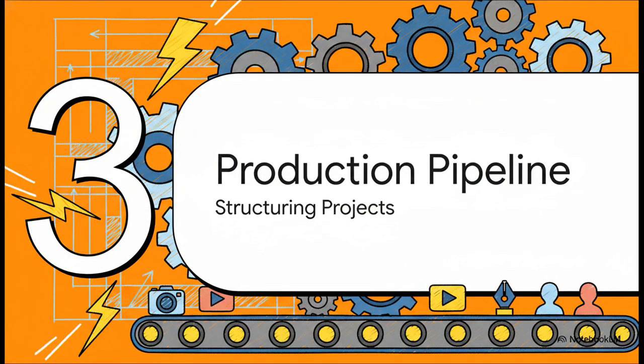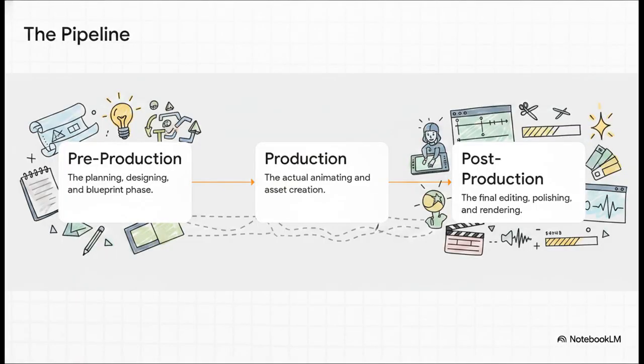Section 3, the production pipeline. Every single professional animation project out there relies on this strict 3-phase factory line. Pre-production is all about planning and designing, getting your ducks in a row. Production is where the heavy lifting happens, creating the actual assets and animating them. And finally, post-production handles the editing, rendering, and that final coat of polish. And let me tell you, you absolutely cannot successfully skip a phase here.